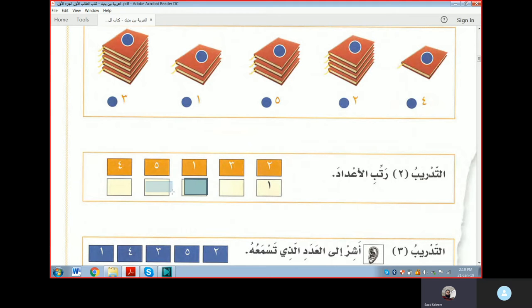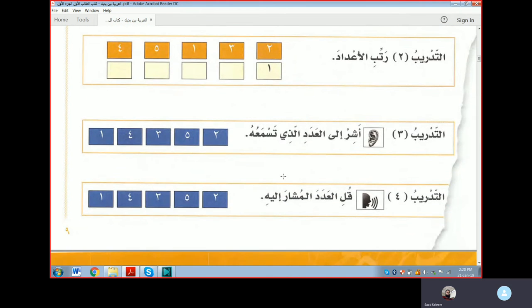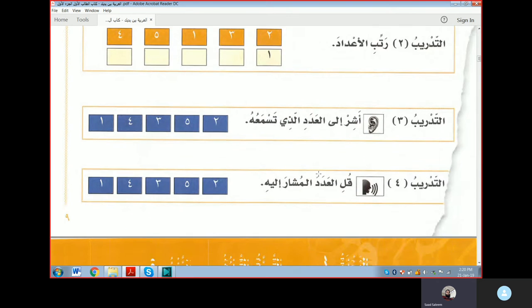Then this one. Arba'atun. Good. Khamsatun. Good. Then we'll skip these two questions. These are not very important, not necessary.